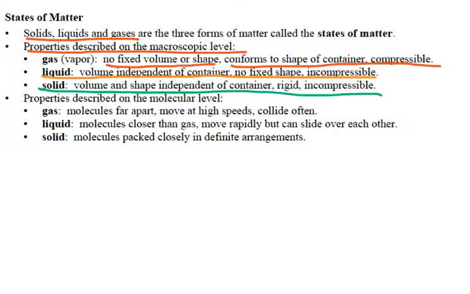Now, we look at the molecular level, or the sub-microscopic level. We see why these things happen. Gases take the shape of their container, they're compressible, all these things because their molecules are far apart, they move at high speeds, they collide often. So the molecules are moving around a lot. It would be like put a bunch of people in a gymnasium and just all start running around, banging into each other. Go as fast as they can until they hit something.